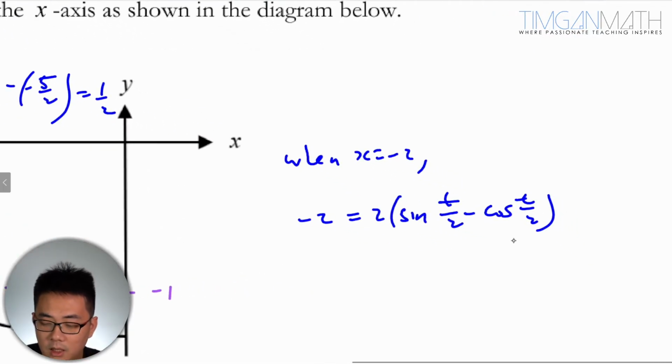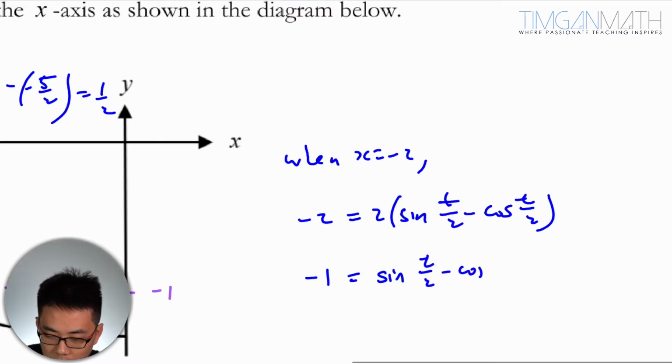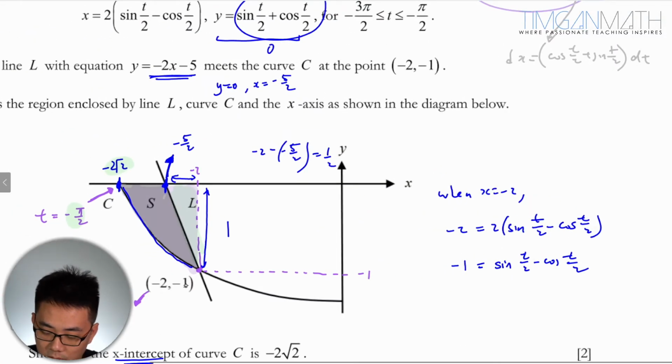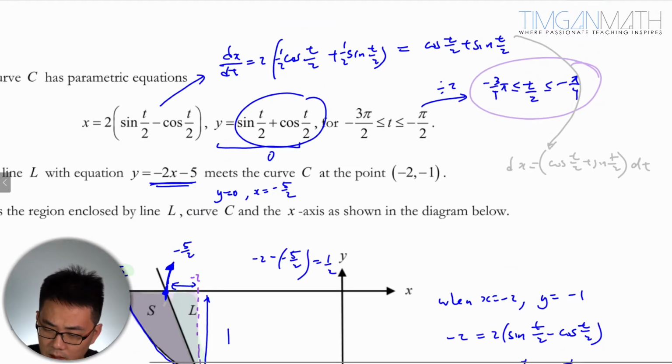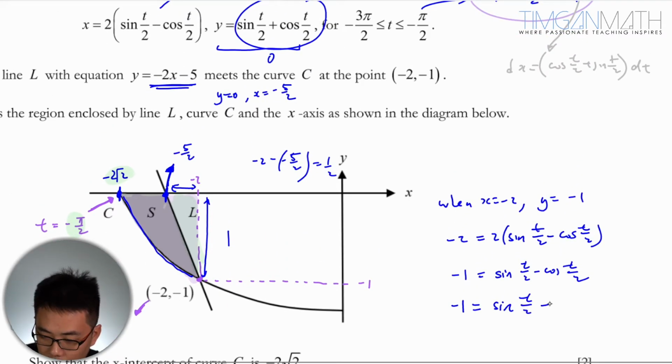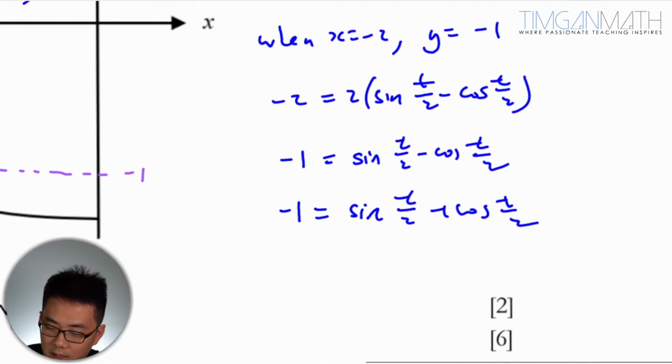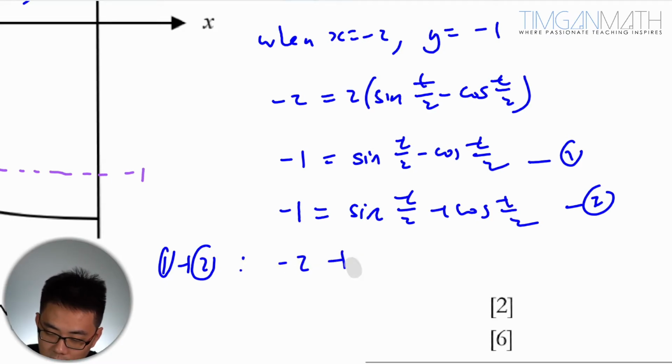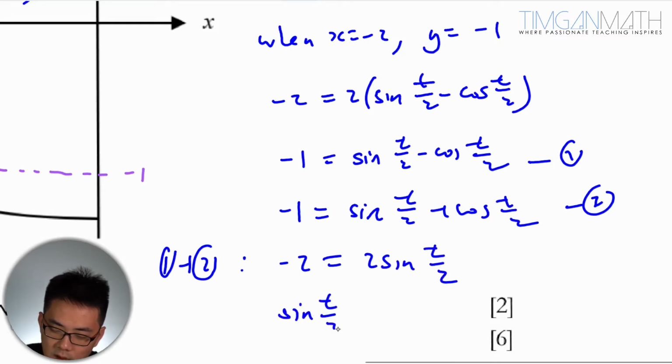Now this looks complicated. This one doesn't seem like we can solve this, because it's going to take a while. So I would suggest we use when y equals minus 1. Then when we use y, that will be minus 1 equals sine t over 2 plus cosine t over 2. Suddenly we can just add them up. So add both of them up, and we will get minus 2 equals 2 sine t over 2. So sine t over 2 is just minus 1.